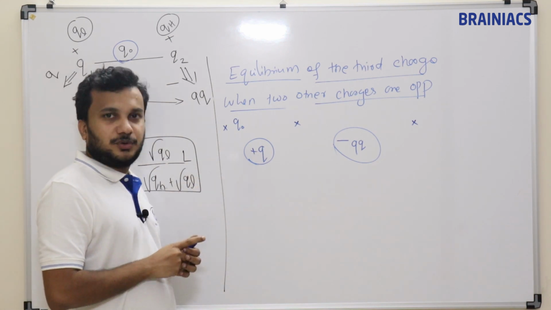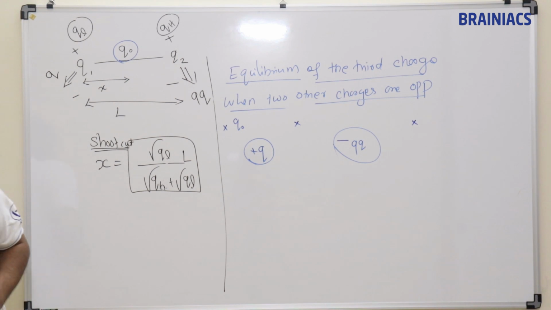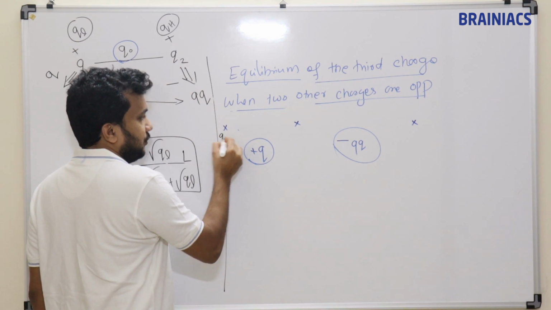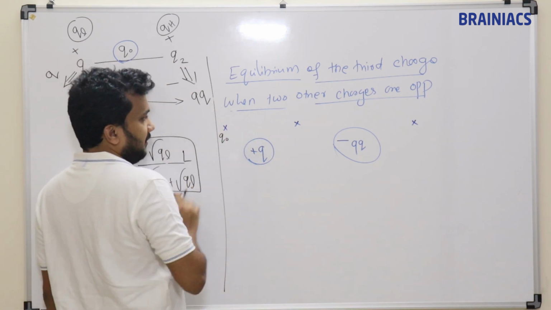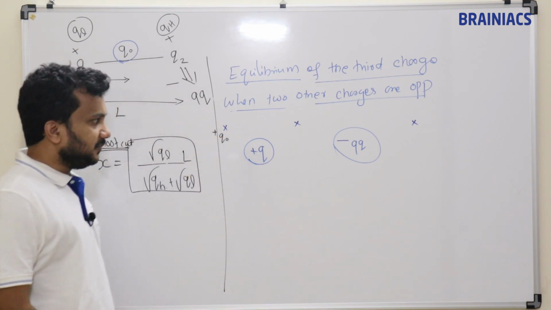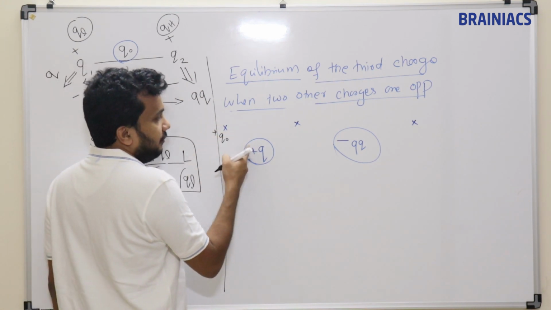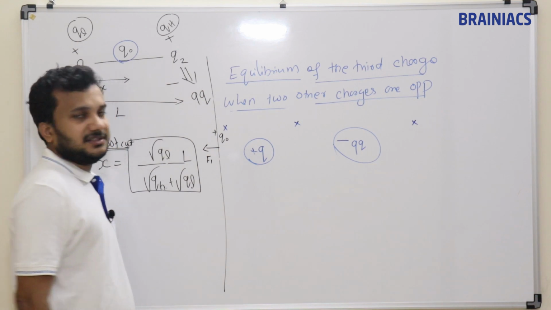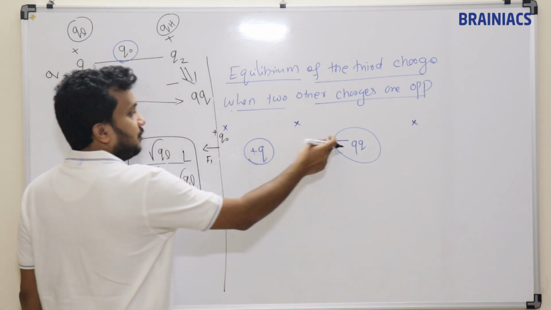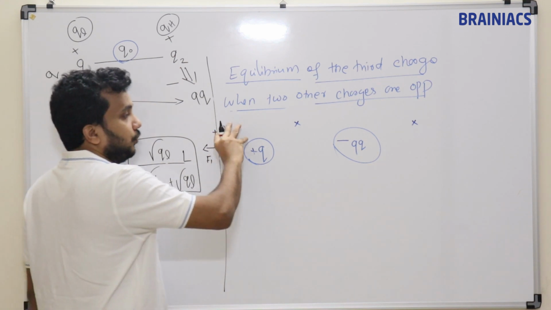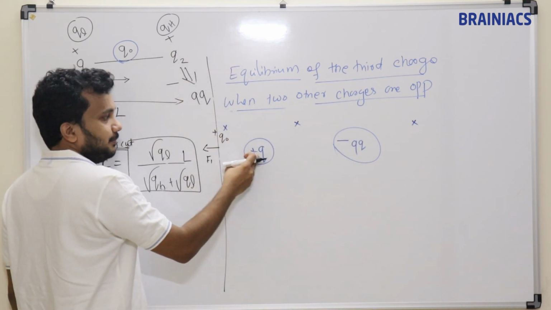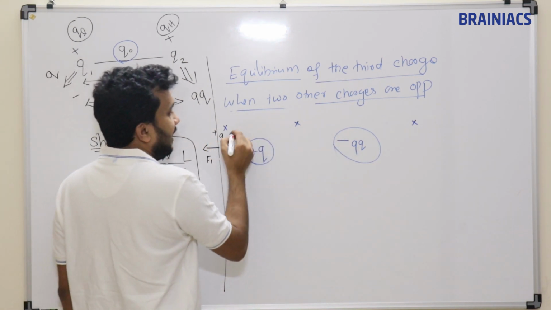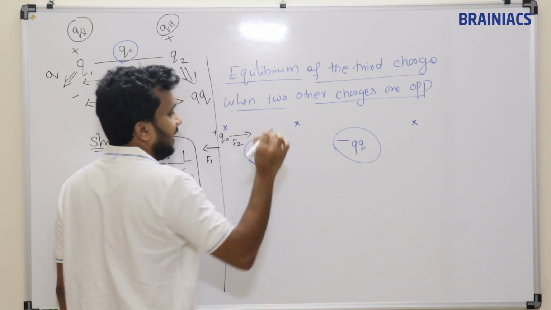If I place q0 here, what are the directions of the forces acting on the body? q0 is placed on the left hand side. Now I am assuming q0 has positive sign. Because of plus q, q0 will move towards left with a force called F1. Because of minus 9q, q0 will attract. Plus q0 and minus 9q will attract, so there is another force which is given as F2.